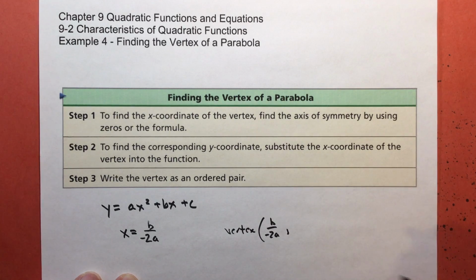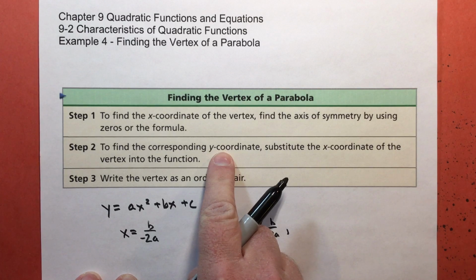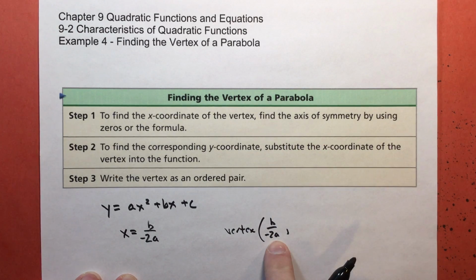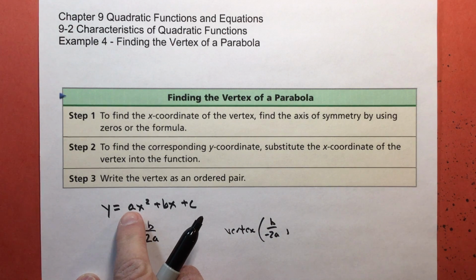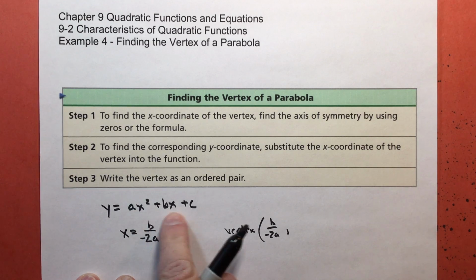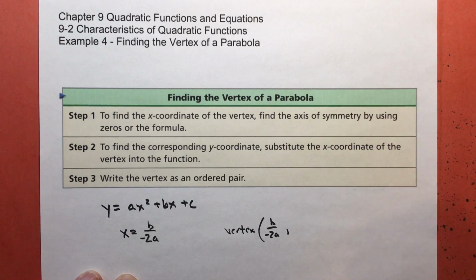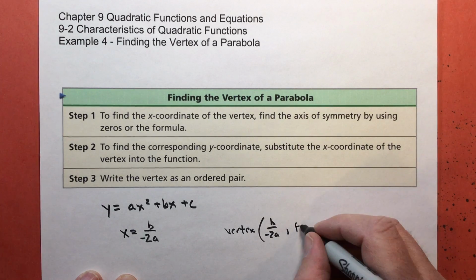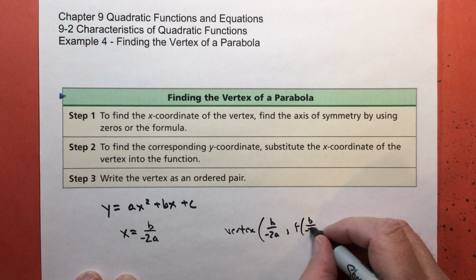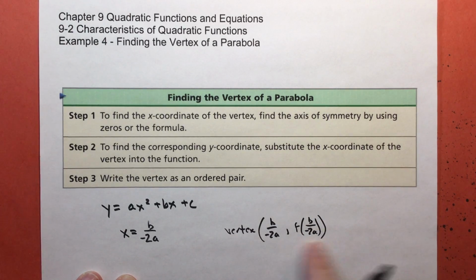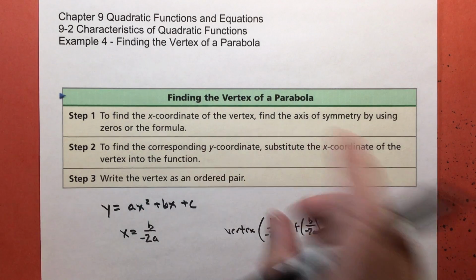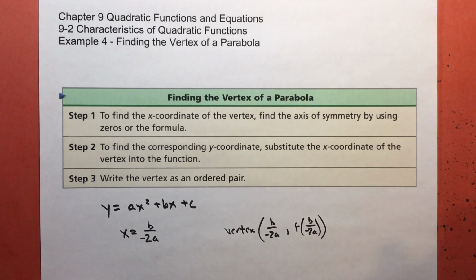How do I find the y value? To find the corresponding y coordinate, substitute this into the function. So say whatever number this is, say it's 5. Then I do something times 5 squared plus something times 5 plus something, whatever the a, b, and c are. And the way we write that is f of b over -2a. Of course this looks complicated, but it's not. Then step 3 is write as an ordered pair. That's what we have, okay?